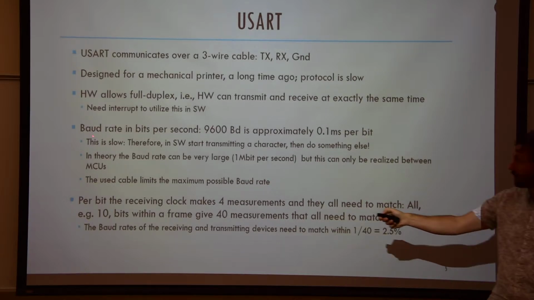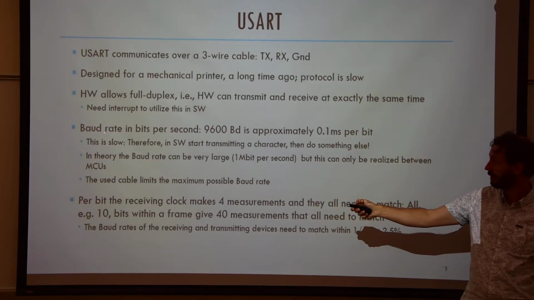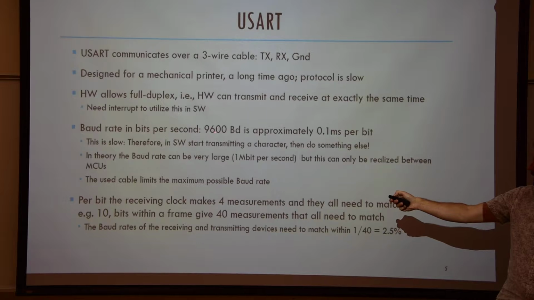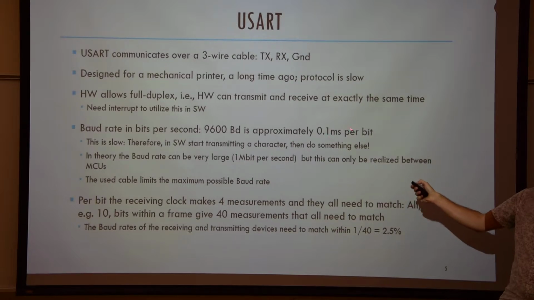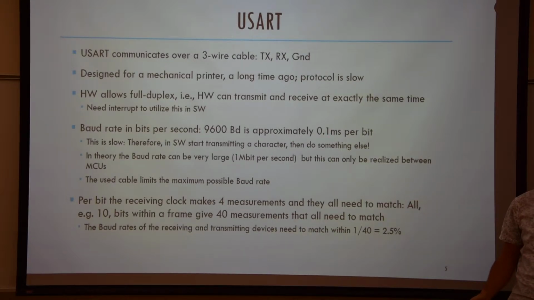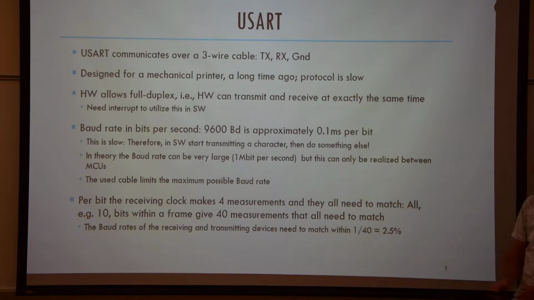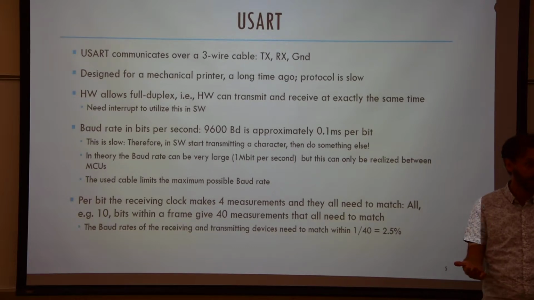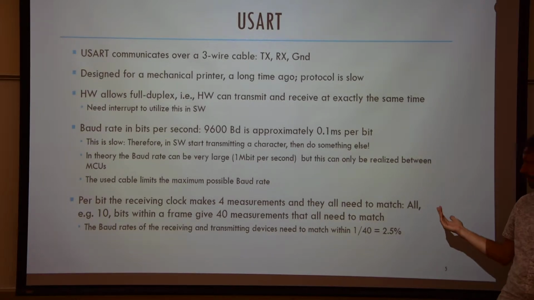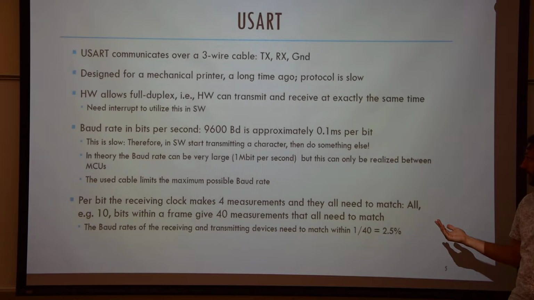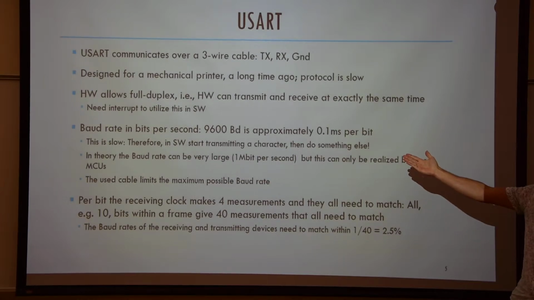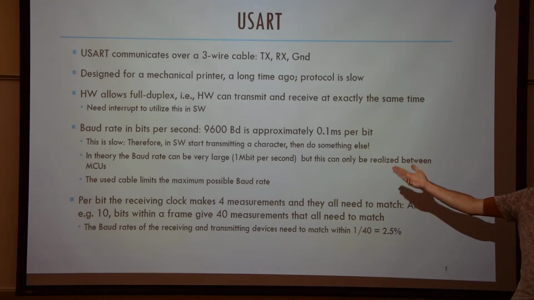Now, what about this clock? You'll be using a baud rate of 9600 baud, which is in bits per second, which is about 0.1 millisecond per bit. That's really, really slow. So in software, if you start transmitting a character, that's 8 bits, or in a frame it becomes 10 bits, as you will notice, then it will take you 1 millisecond. That's a huge amount of time.